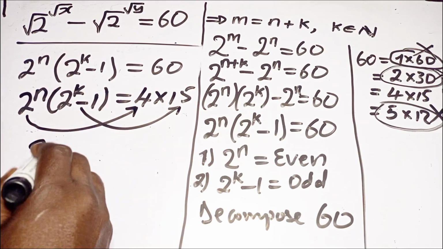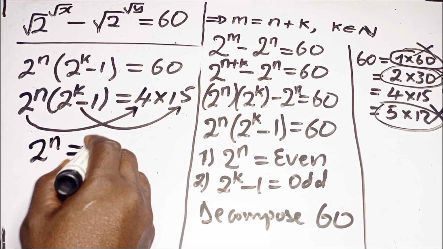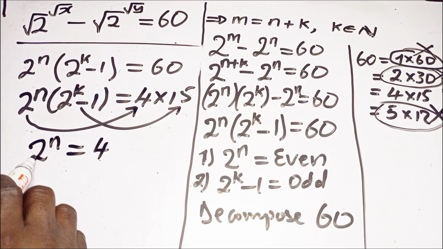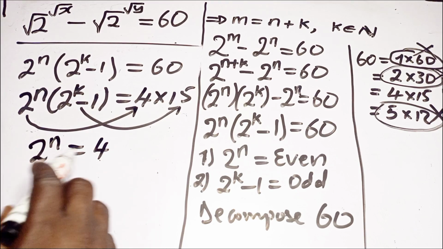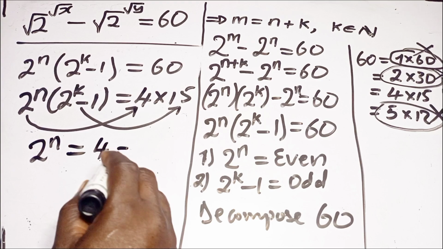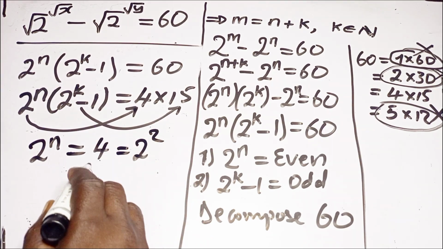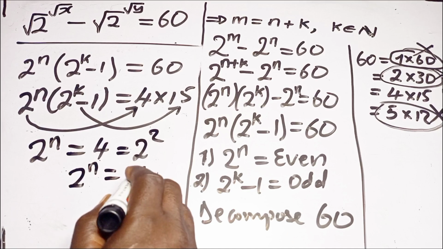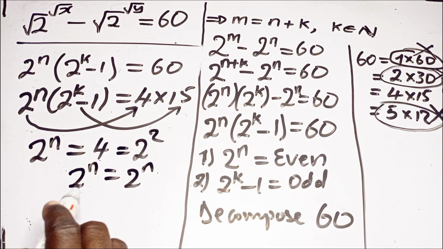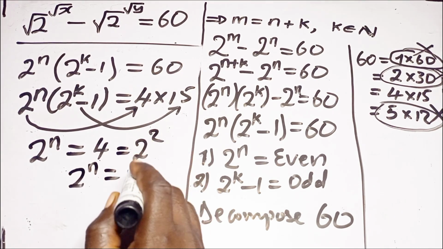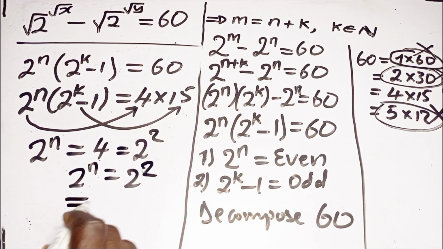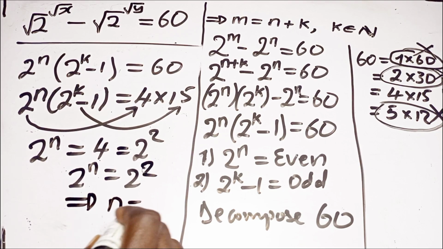So we're saying 2 to the n should give us 4. This is an index expression, the base is 2. We can change 4 to 2 to the power 2. So that when we have 2 to the n is equal to 2 to the power 2, then we can safely say that the value of n is 2. The value of n here is 2.